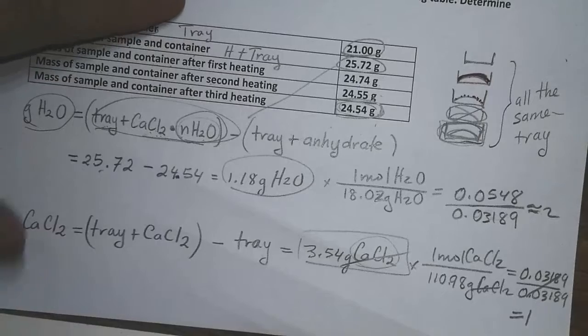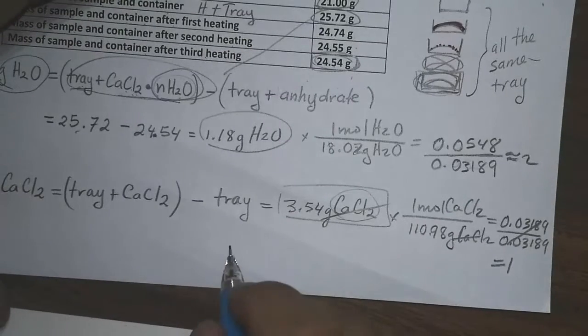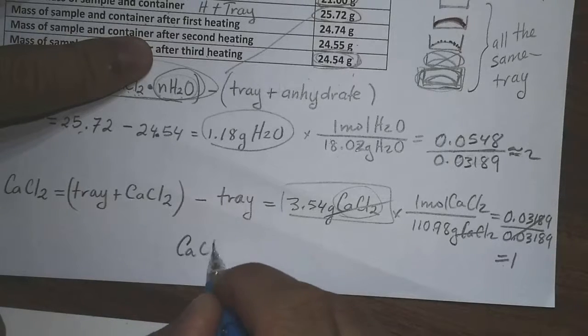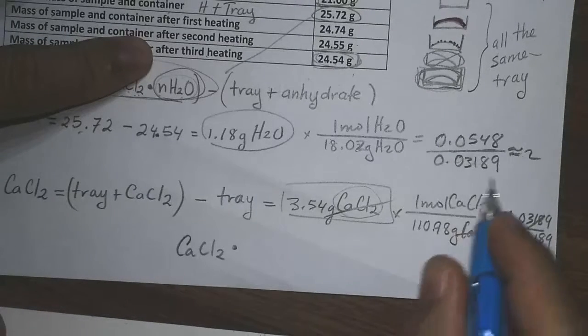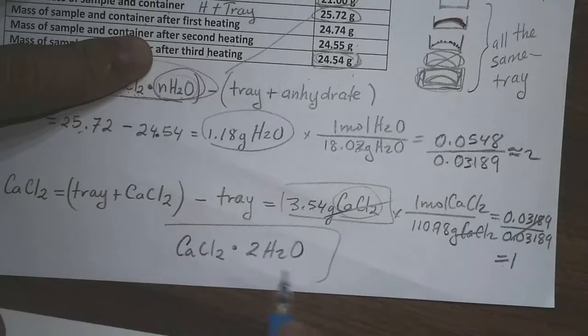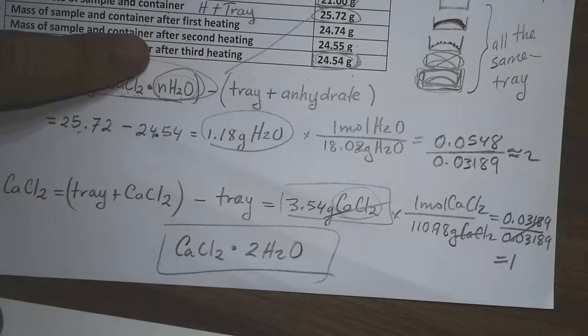So what does that tell you? That tells you that this compound, this hydrate, has 1 mole of CaCl2 times 2 moles of H2O. And that is all we have to do to find the chemical formula of a hydrate.